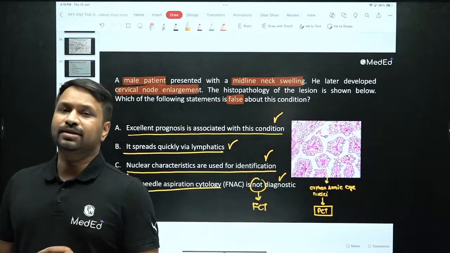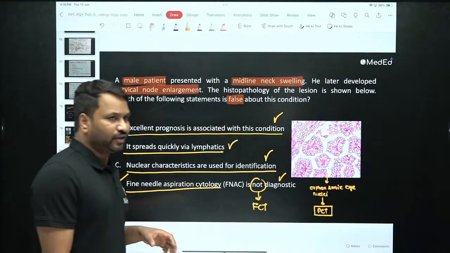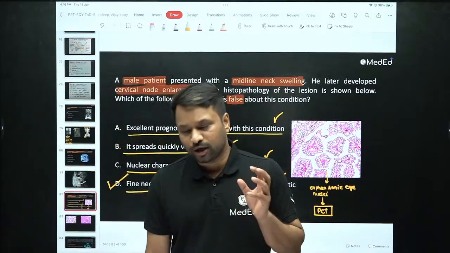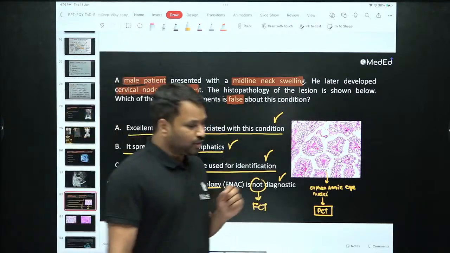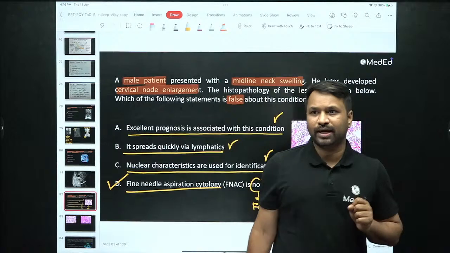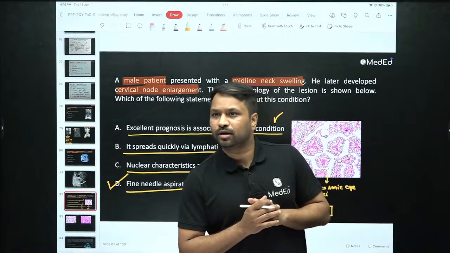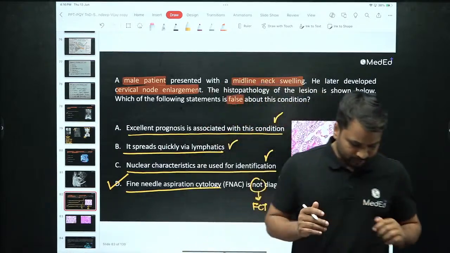So follicular cancer thyroid cannot be differentiated on FNAC. For that, you need to do a lobectomy along with frozen section. So the answer here is D. You're right there. Correct. You're absolutely correct.